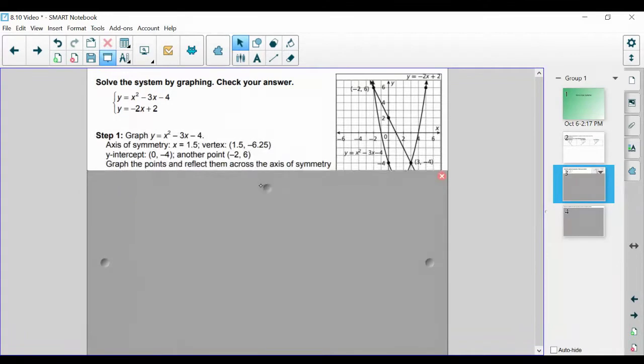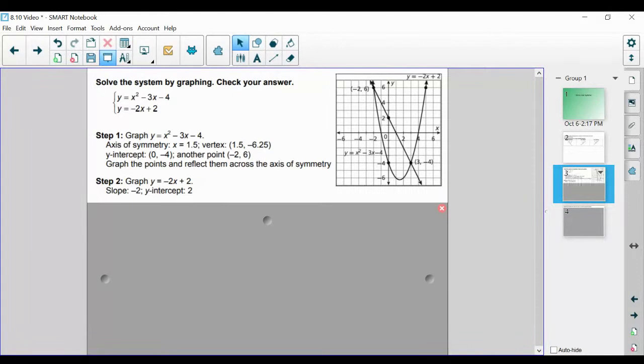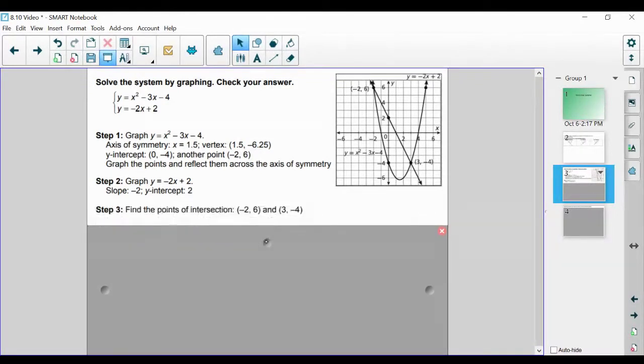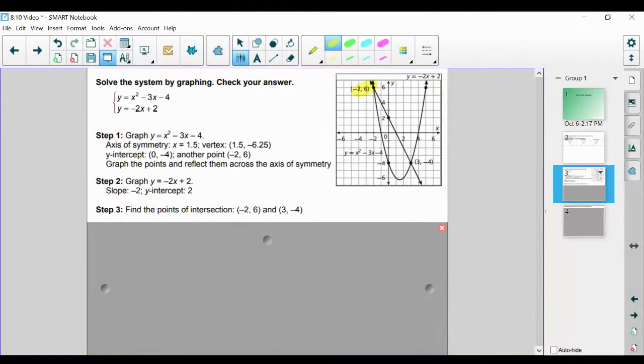Well, we're going to first graph our parabola because that is the first equation within the system. So we're going to graph that quadratic function, turning it into a parabola. And within that, we go through the steps on how to do that. Step 2 is we're going to now graph our linear equation, our line that represents that slope-intercept form equation. And again, we go through the process of how to do that. And then we're going to find the points of intersection. Well, those points of intersection look like they are (2, 6) and (3, negative 4).